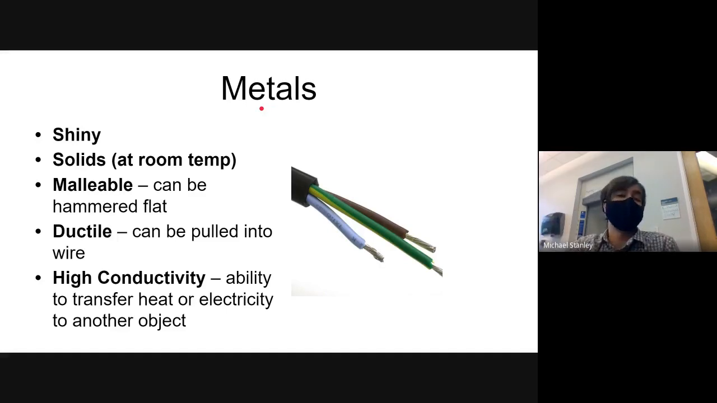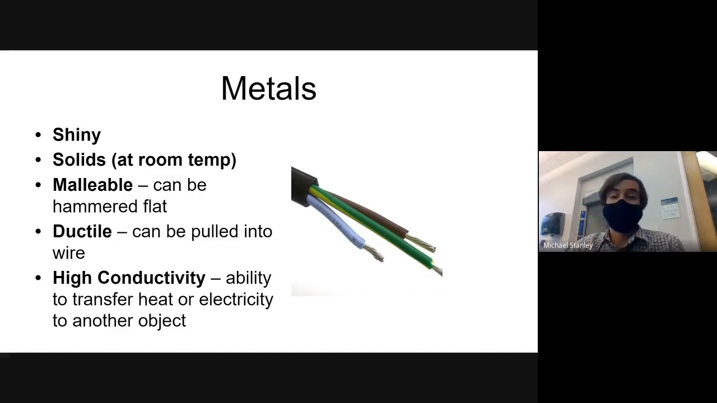So just like aluminum foil: shiny, squishable, solid, you can twist it up into a wire if you want to, it's going to heat up really quickly, and it can conduct electricity very easily. Those are all the typical properties of metal. So if you ever see a question asking you about a property of metal, picture in your head some aluminum foil and how that would be.